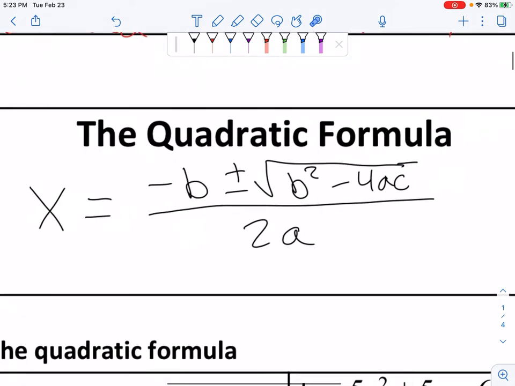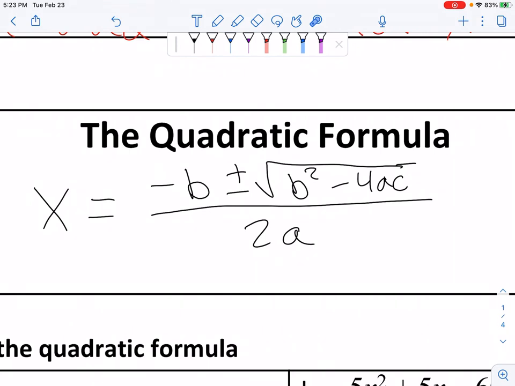So now I'm going to zoom in here. Please take a moment to write this down while I read it out. So the quadratic formula is x equals negative b plus or minus the square root of b squared minus 4 times a times c, and all of that is being divided by 2a.